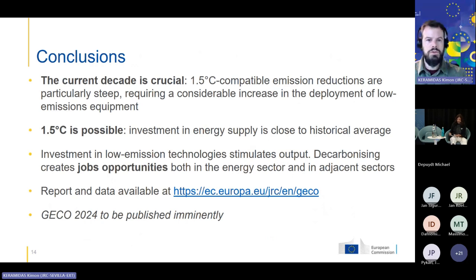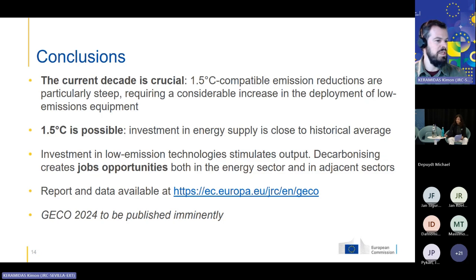So finally, in conclusion, I would like to underline that the current decade is crucial if we want to meet our 1.5-degree Paris Agreement target. Emission reductions are particularly steep and challenging, and they require a considerable increase in the deployment of low emissions equipment across the board. However, it is still possible if we see that the total investment needs in energy supply are close to their historical average. And we saw at the end here that investment in low emission technology stimulates output, and decarbonizing creates job opportunities both in the energy sector and in adjacent sectors.